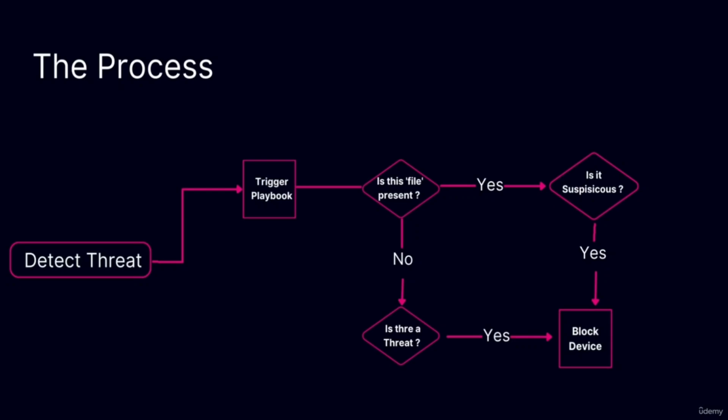I'm just putting in as an example to block device, but it doesn't have to be blocking device. It could be even a low level action, such as sending a report to the admin. But the whole idea here is that threat is triggered, and basically all the steps that an admin could have taken is automatically taken.